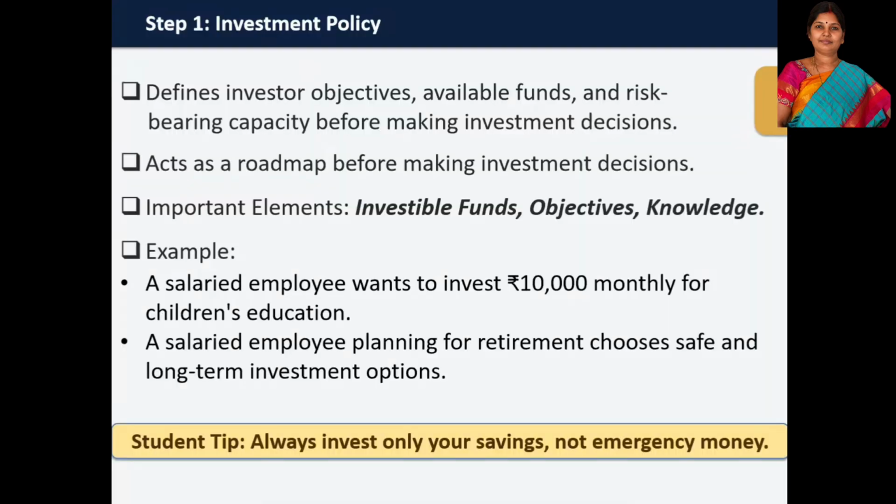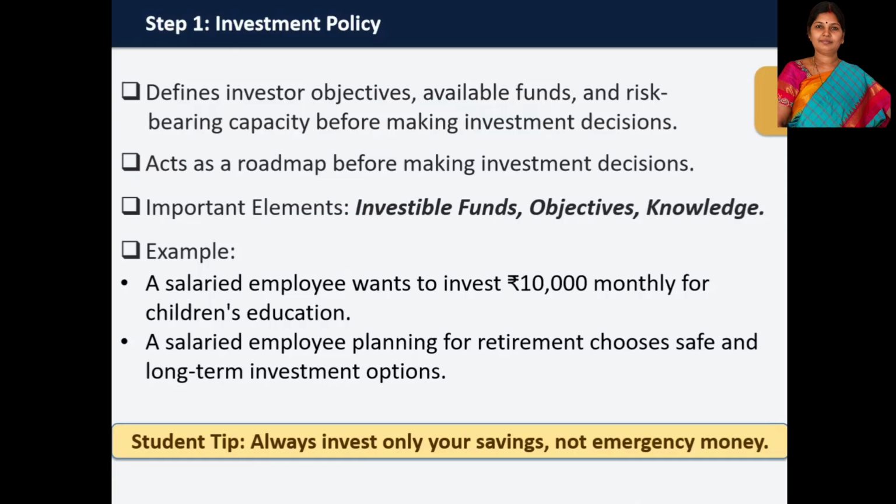So what is our step 1, investment policy? Here the investor will have some objectives, for what purpose he wants to make investment and what are his available funds. See, when he earns some income, after meeting all his expenses, whatever funds are available with him, those are called available funds. And what is his risk bearing capacity? What I have explained now, that is conservative, moderate, and aggressive investors. So this risk bearing capacity also will help us to decide about our investment policy.